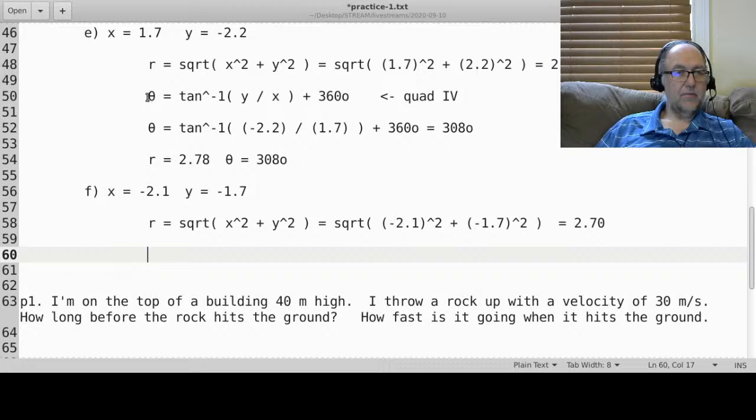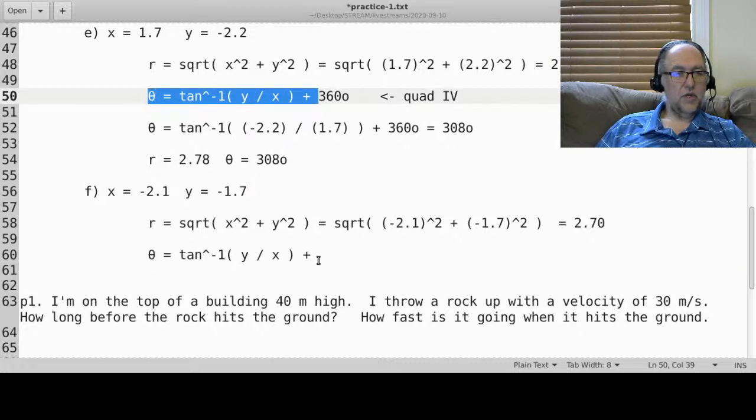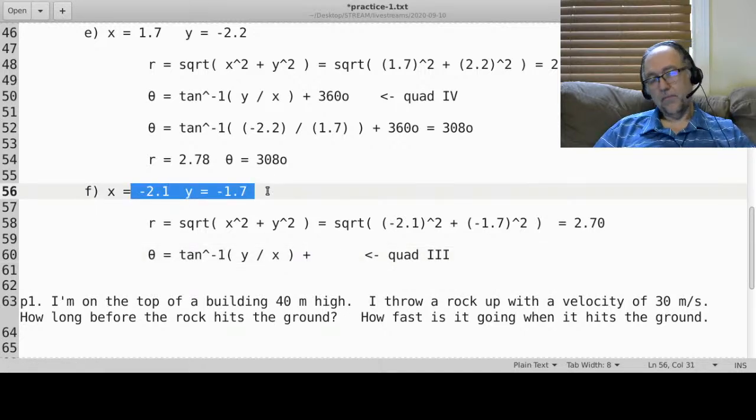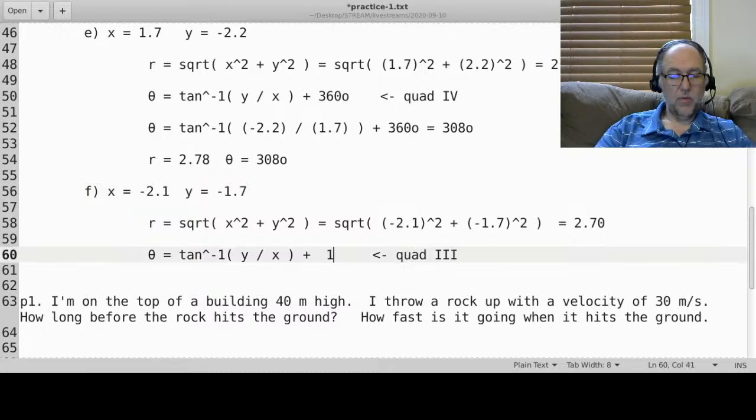And then for theta, it's this equation here. But we decided we're in quadrant 3. How do we know we're in quadrant 3? Both x and y are negative. Okay? So if they're both negative, that's quadrant 3. And in quadrant 3, you add 180 degrees, like that.